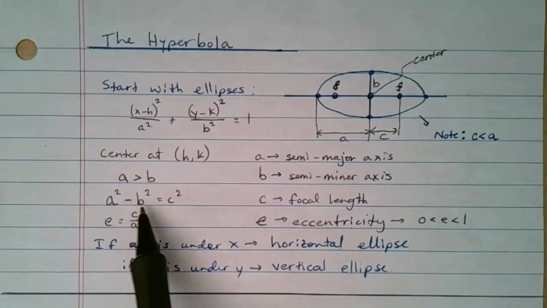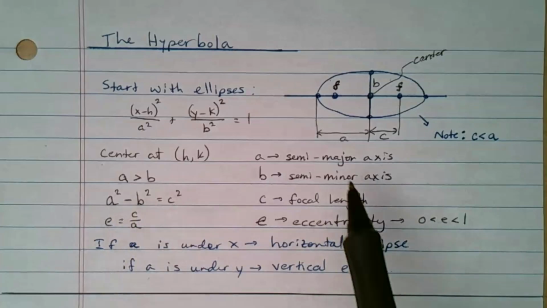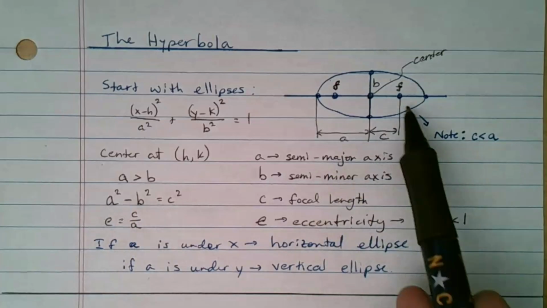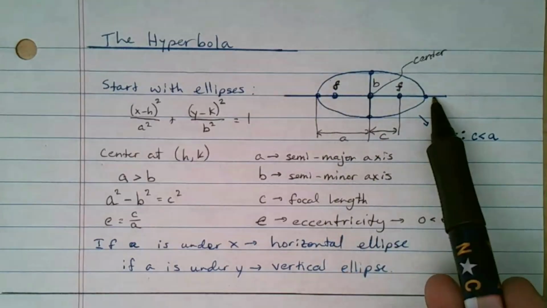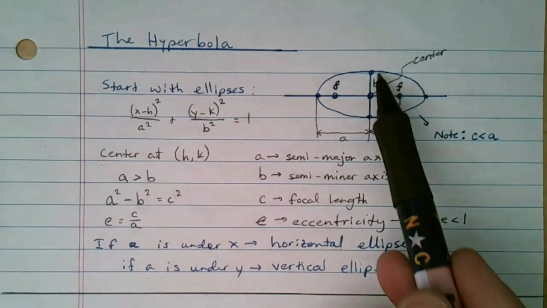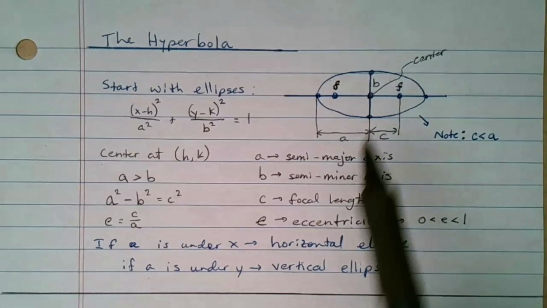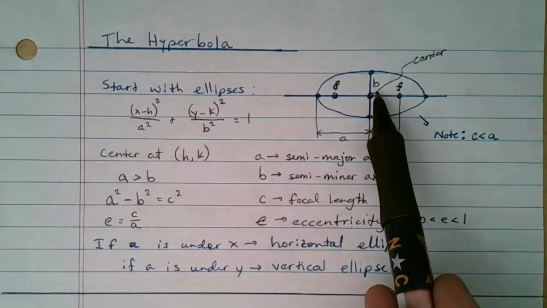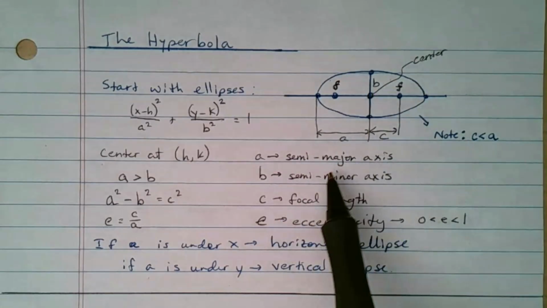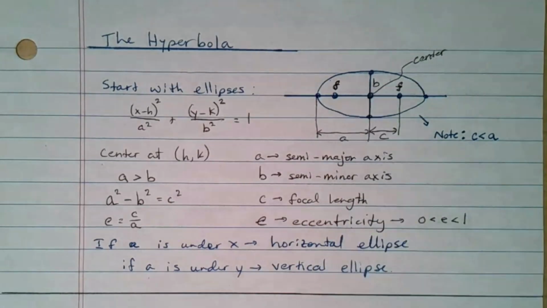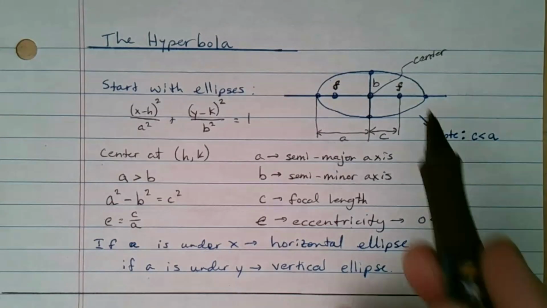A² minus B² equals C². A is the semi-major axis. So the major axis is the width of the ellipse, and the minor axis is the height of the ellipse in this case. A is half of that, from the center to the outside, and likewise from the center to the outside for B. C is the focal length. That is how we find the foci. The foci are these two points labeled with F's.